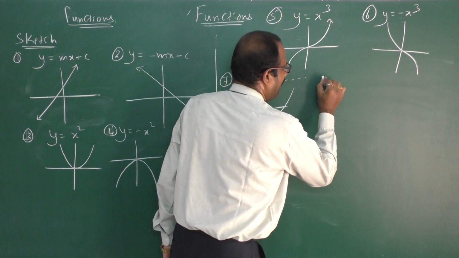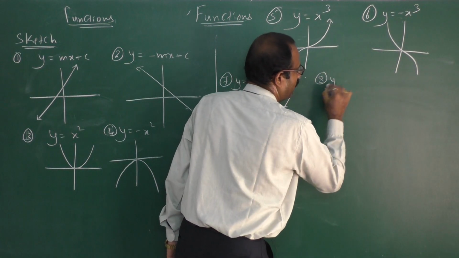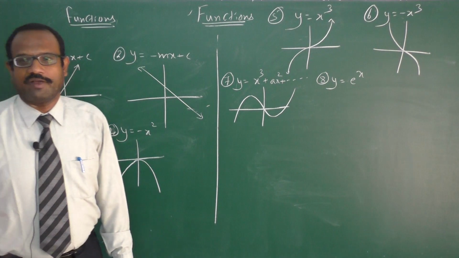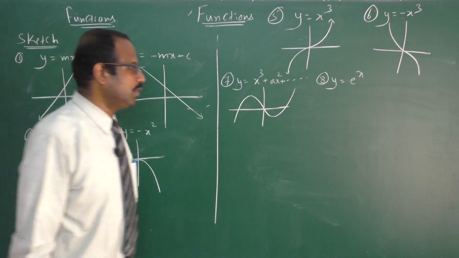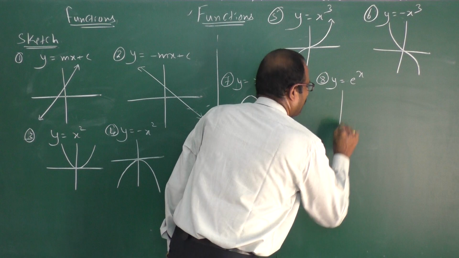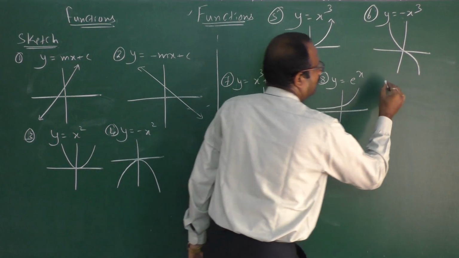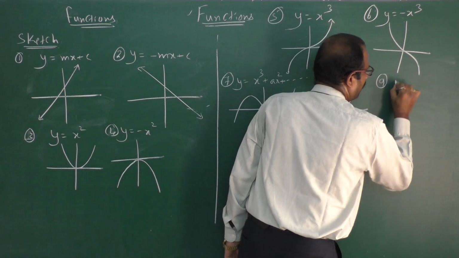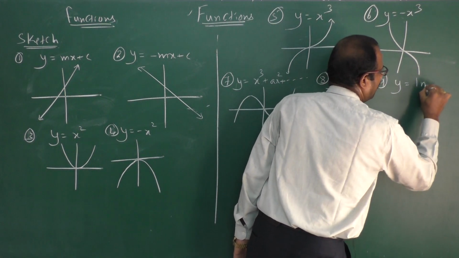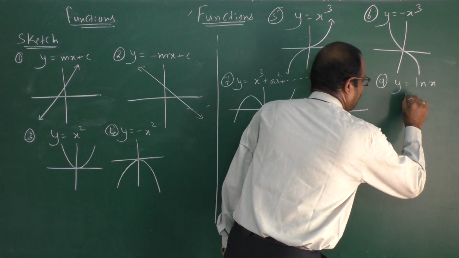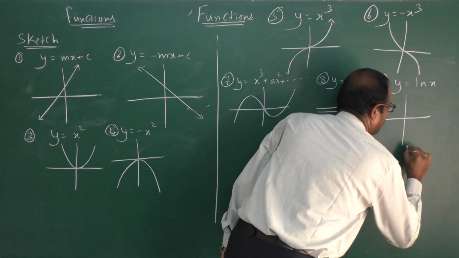Then if you have a sketch in this way, y = e^x, we call it the exponential function. The exponential function looks like this. And if you have a logarithmic function, y = ln x, then you get it like this.